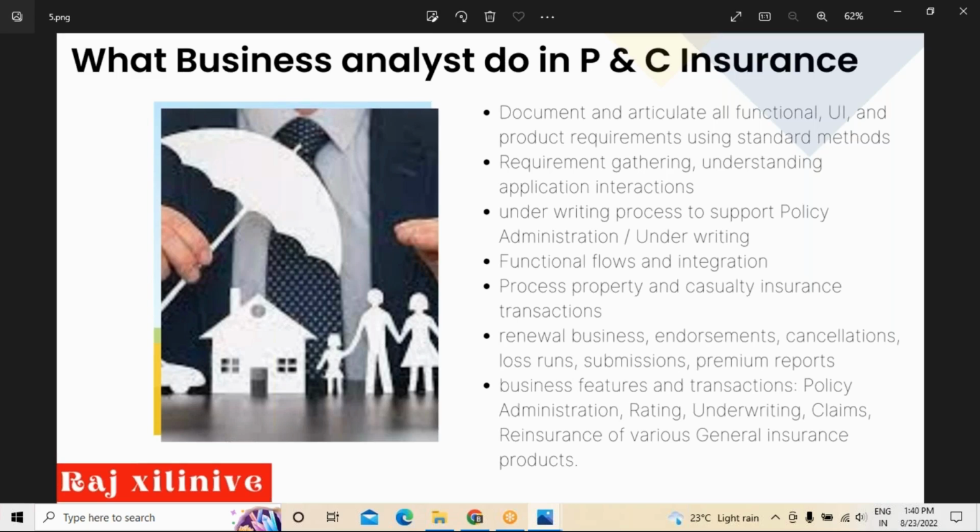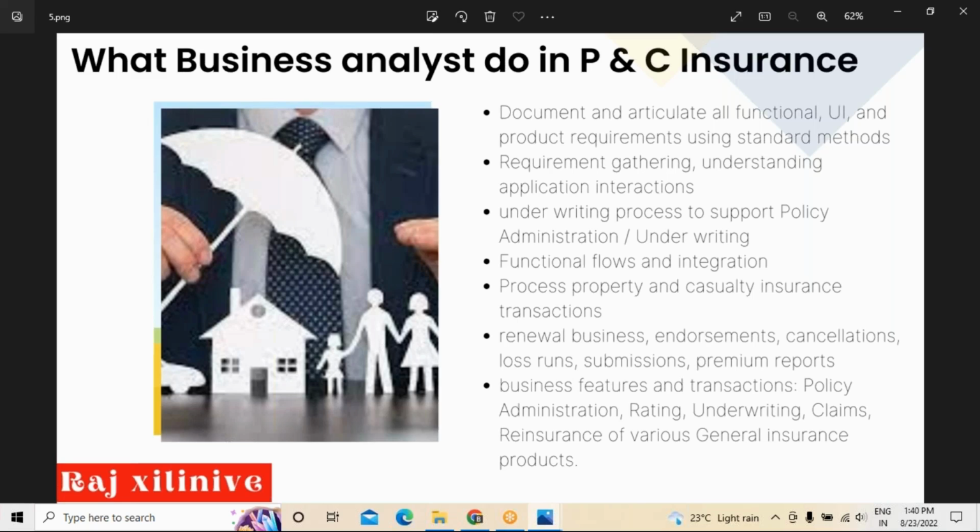At the same time, we must have a clear understanding of the functional flows and integrations itself. The process of property and casualty insurance transactions should also be known to us, meaning what steps are to be taken into account, first, second, third, fourth, and all those steps, everything must be known to us well in advance. All of these come under property and casualty insurance transactions.